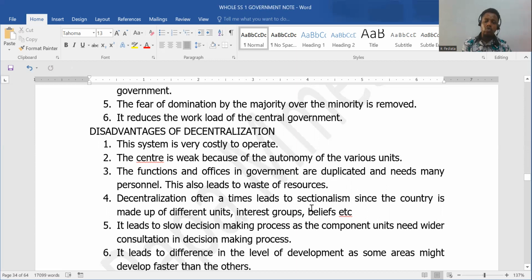Now, it often leads to sectionalism since the country is made up of different units and interest groups. So each group is vying to be stronger. So they are forming sections. Like now you say, Yorubas, this is our own thing. The Hausas, this is our own thing. The Igbos, this is our own thing. The Nupe, this is our own thing. So it creates sections within the country. It fragments the country.